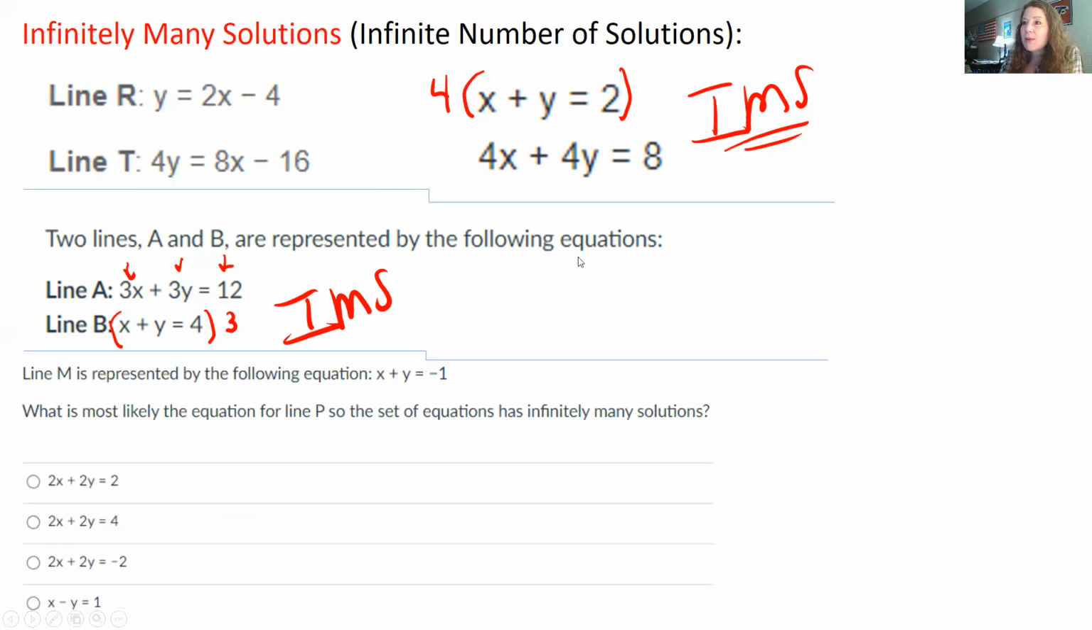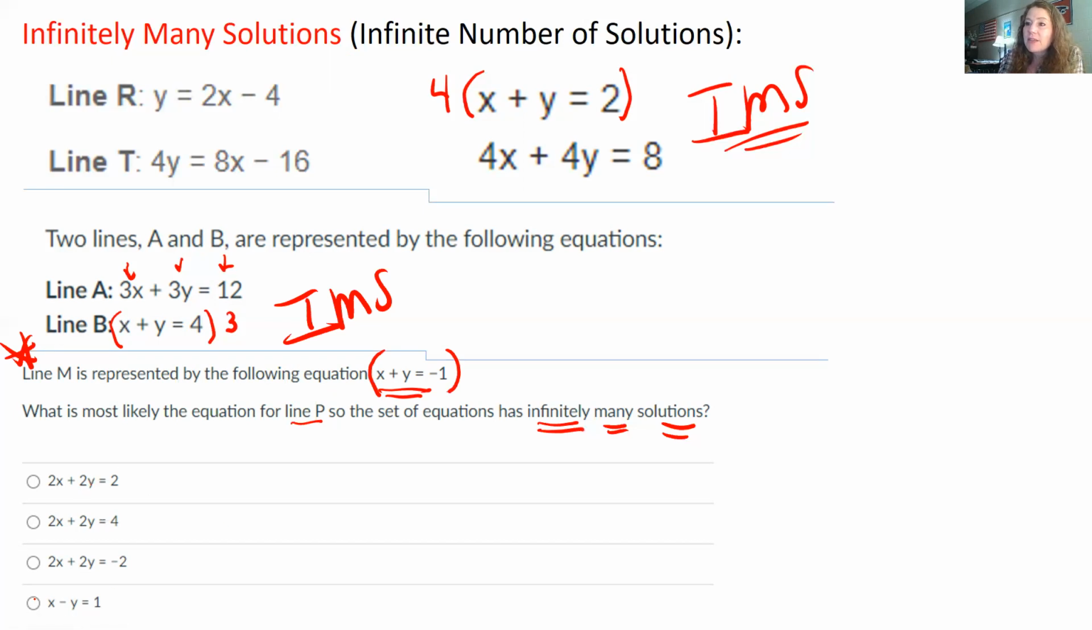All right, let's look at this problem right here. Line M is represented by the following equation. What is most likely the equation for line P so that the set of equations has infinitely many solutions? That means we're looking for an equation that's been multiplied. If we take this and we multiply it by the same digit, we're going to get one of these, right?